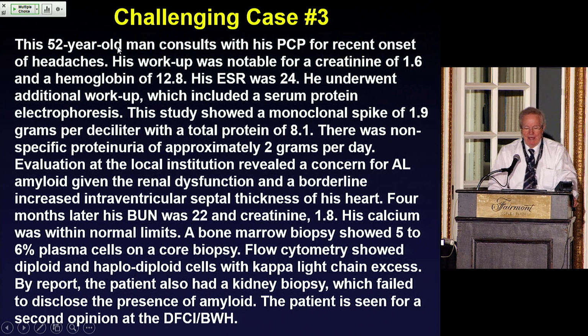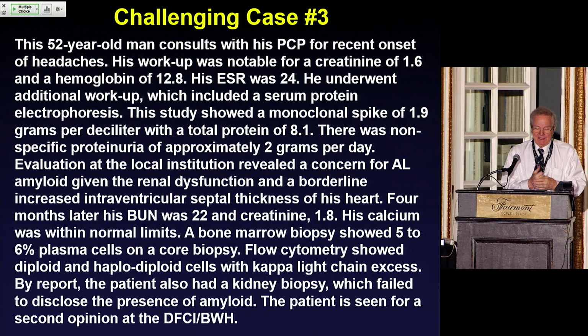This is a 52-year-old man who consults with his PCP for recent onset of headaches. His workup was notable for a creatinine of 1.6 and a hemoglobin of 12.8. His sed rate was 24. He underwent additional workup, which included a serum protein electrophoresis. This study showed a monoclonal spike of 1.9 grams per deciliter with a total protein of 8.1 in the serum at that point. There was non-specific proteinuria of approximately 2 grams per day. Evaluation by the local institution revealed a concern for AL amyloid, given the renal dysfunction and the borderline increase in intraventricular septal thickness of his heart.